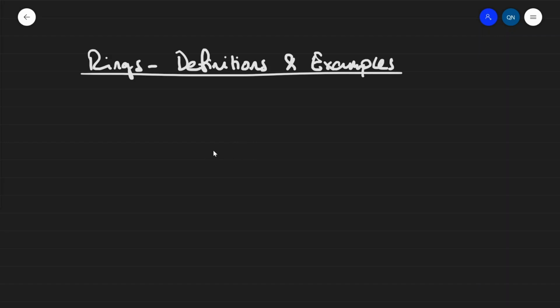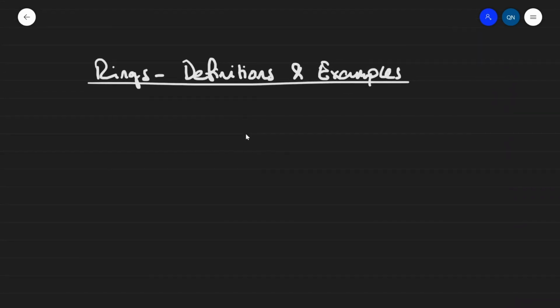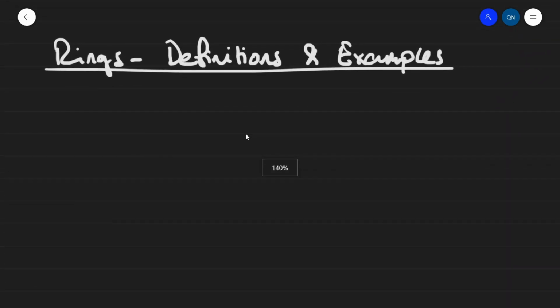Greetings everybody, and in this video we're going to be taking a look at the definition of a ring as well as some examples. So as for the definition of a ring, this definition can change depending on which source you look at. So what I'm going to do is provide a bit of a general definition. However, there's a specific definition of a ring that we're going to be using throughout the entire course.